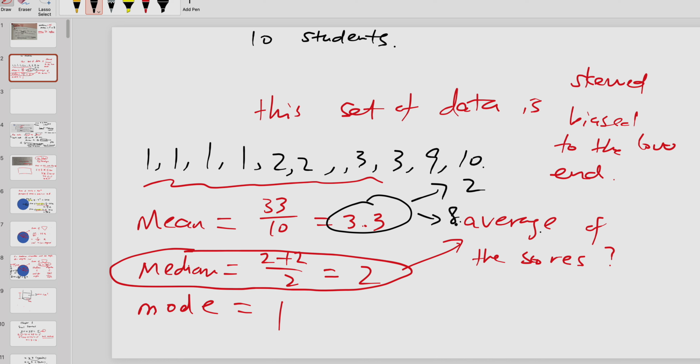Does your reasoning sound right or not? No. 8 of the students score less than 3.3. Okay? And you tell me the 3.3 is a fair gauge. It doesn't make sense.